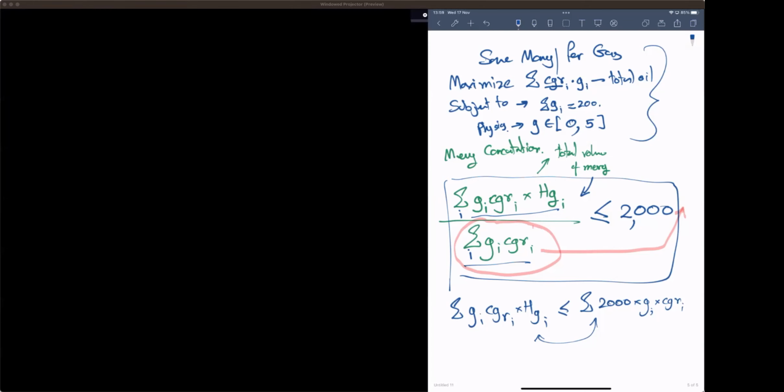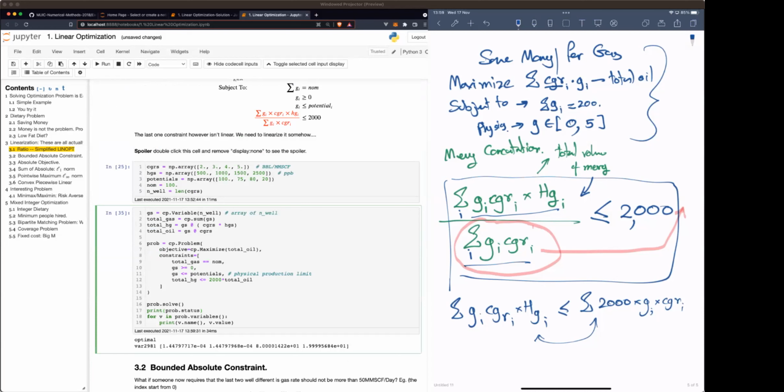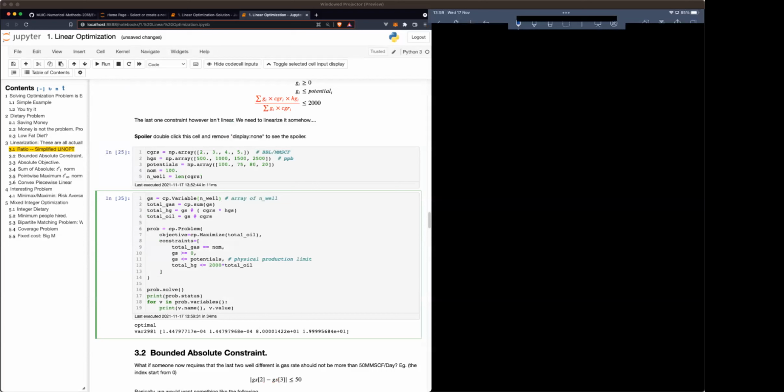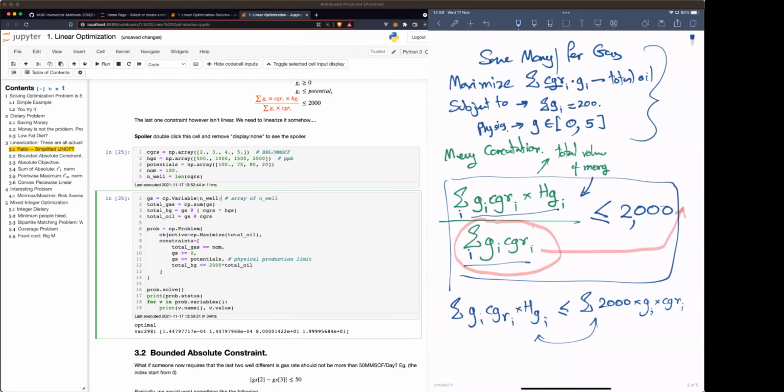Okay, so let me show you what I did. I define G as the gas to be an array of, I don't know, 4 numbers. Then I say the total gas is simple, just the sum of every gas. And then I say that the total mercury is the gas multiplied by this factor. Oh, now I understand. These two are numpy arrays, so they multiply element-wise. So you get whatever you need to dot it with the Gs.